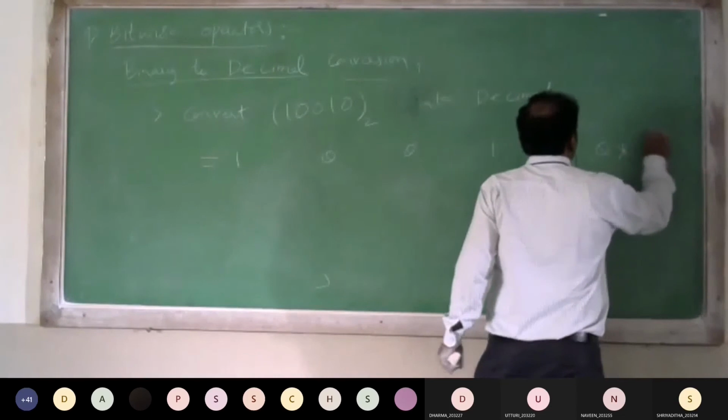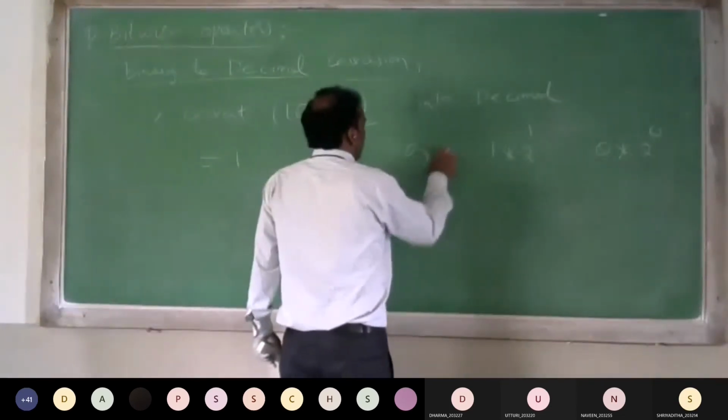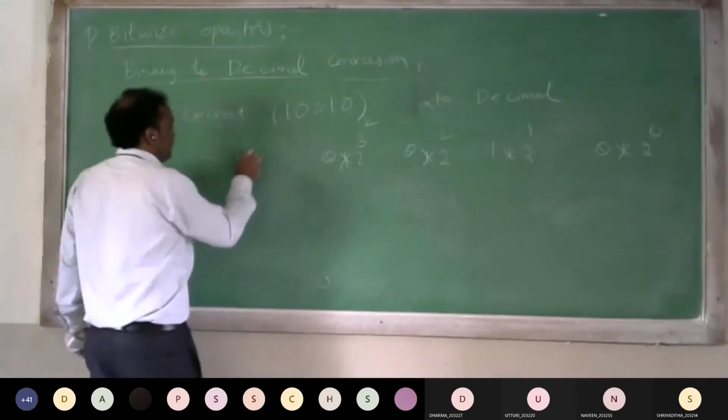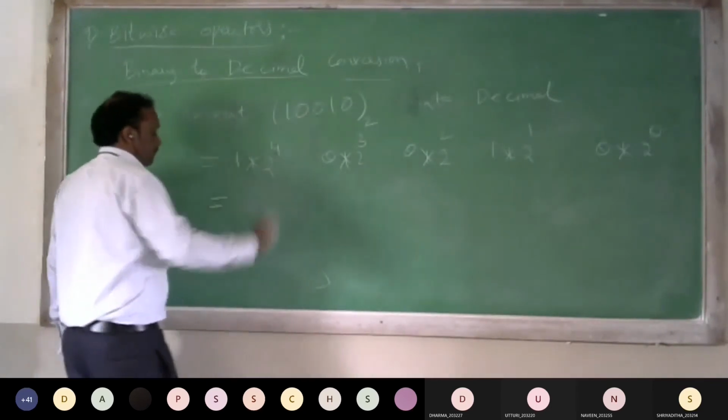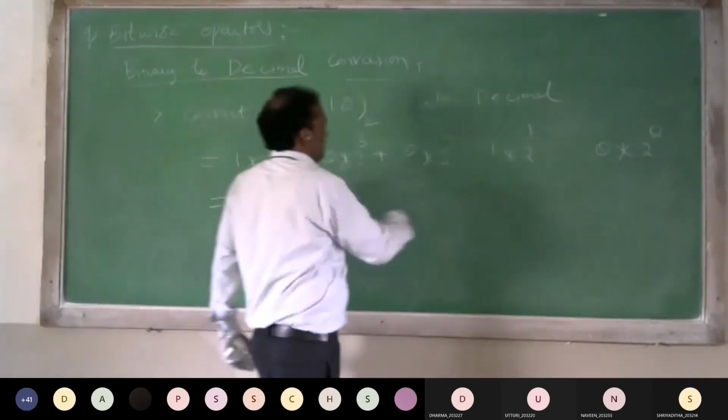Multiply this by 2 power 0. Multiply this by 2 power 1. Multiply this by 2 power 2. Multiply this by 2 power 3. Multiply this by 2 power 4. Now add all these numbers.